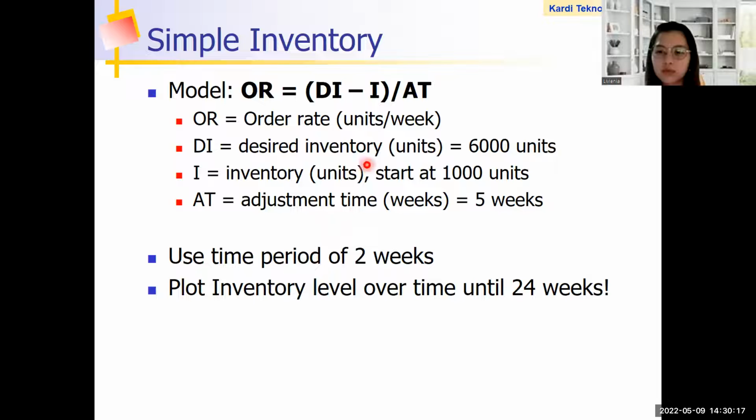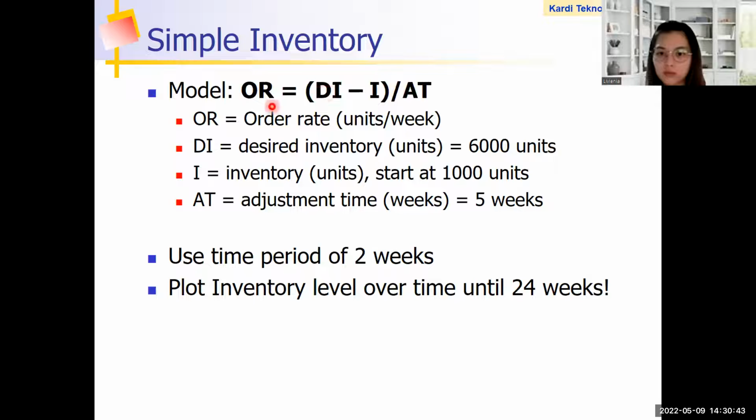This is exactly the same model that I mentioned a while ago, right? The order rate is equal to the policy. This is based on the variable. So what is the desired inventory? This is the target, okay? And then minus the inventory, number of units. So what is this? This is the level, right? Divided by a constant. Adjustment time here is a constant.